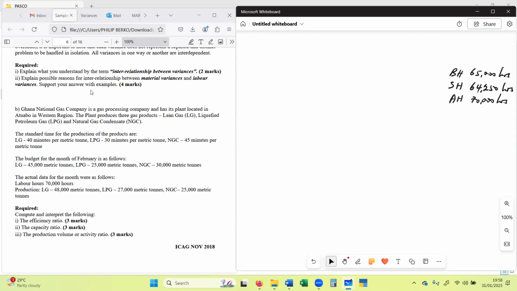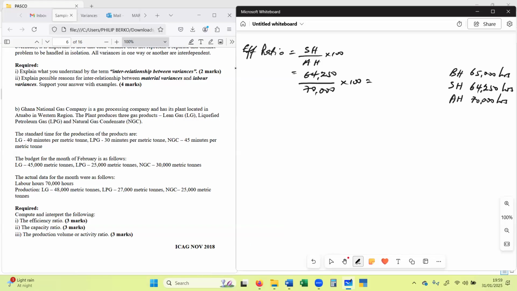Now, all right, let's start. So we should do efficiency ratio. It is standard hours over actual hours, then we multiply by 100. So we have 64,250 divided by 70,000 times 100.